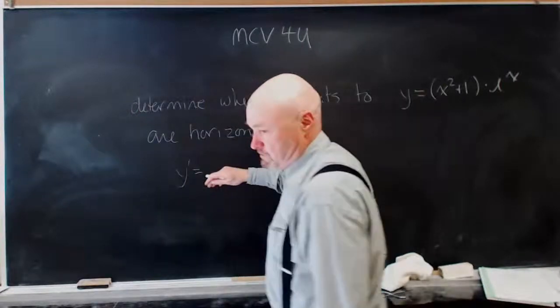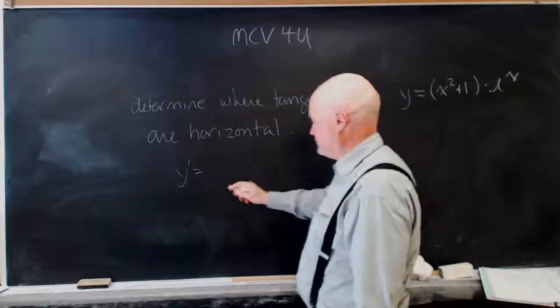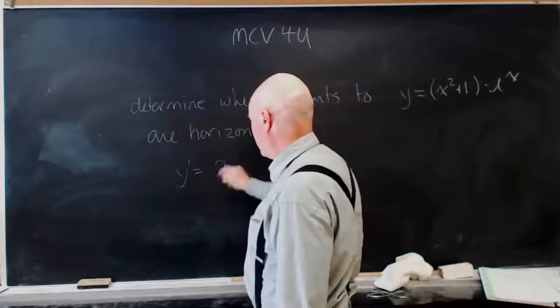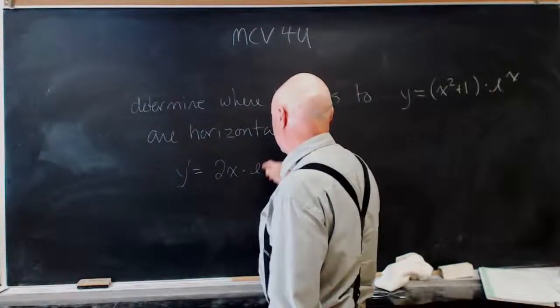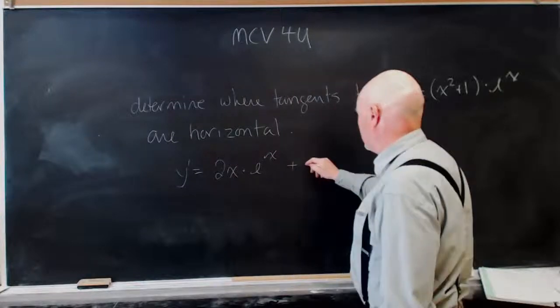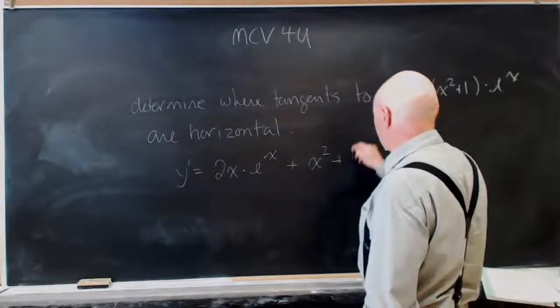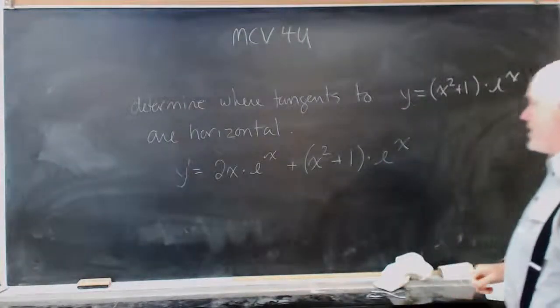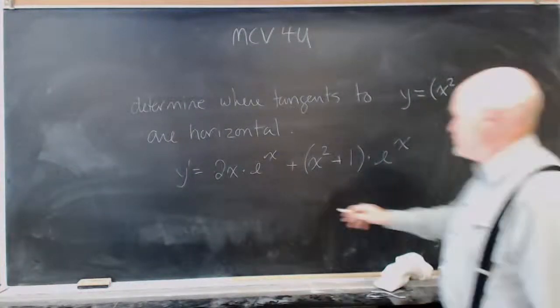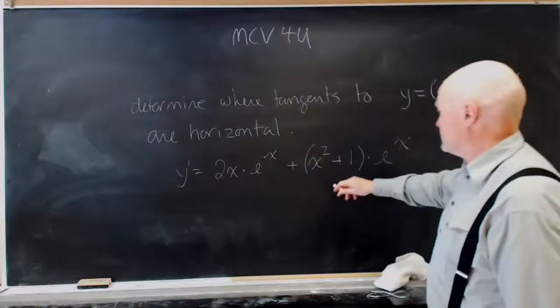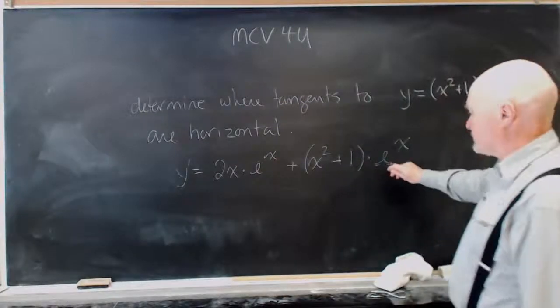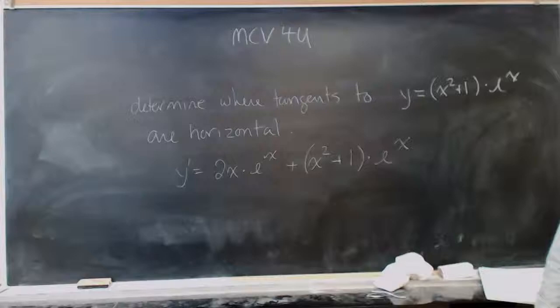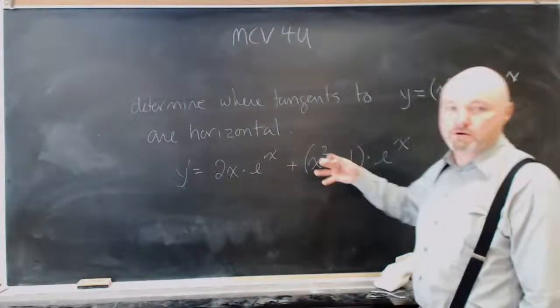So, hey, you want to tell us what you got then? 2x times e to the power of x plus x squared plus 1 times e to the power of x. Yeah, that's right. So you did derivative of the first times the second plus first times the derivative of the second. And RJ, this is that old thing. Where do we go from here?